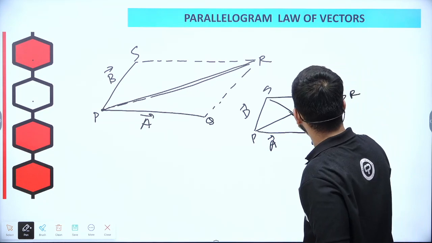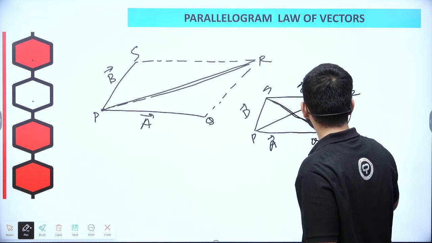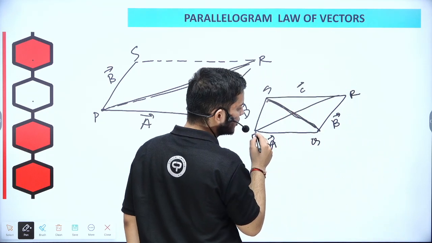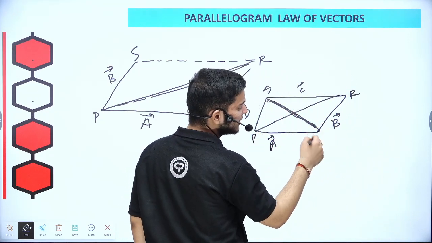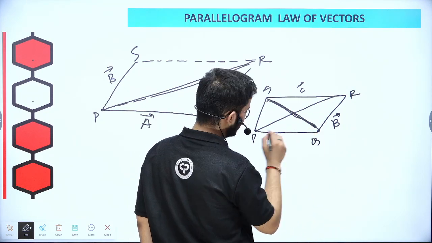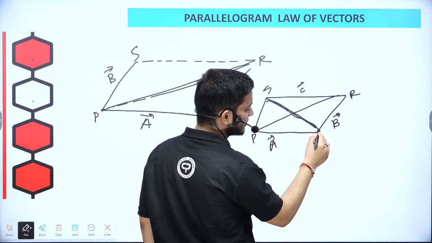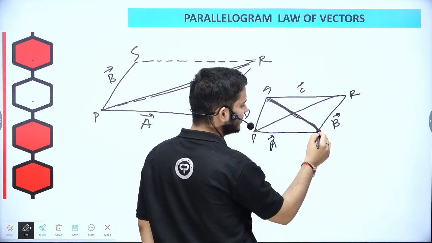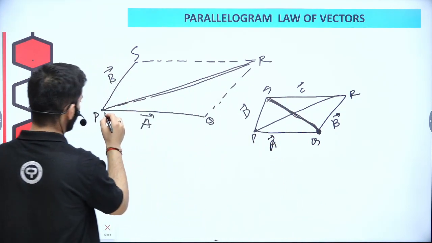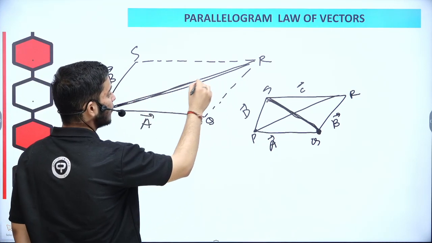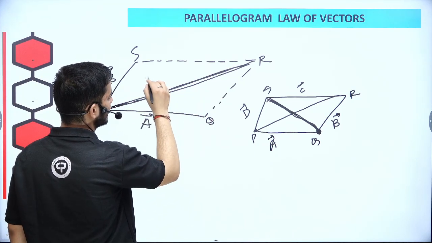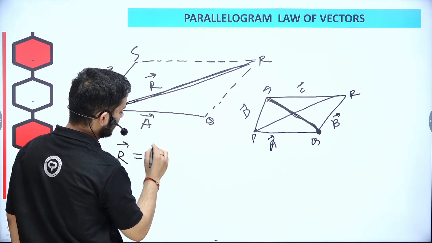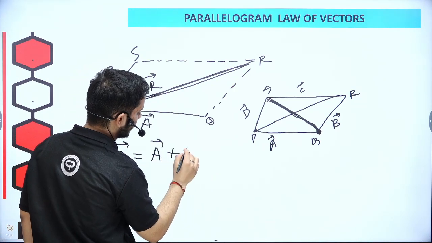This middle vector, this diagonal, we are not going to take this one, because this is not the common point between the two sides that we are taking the vectors on. This is not the common side. This is the common side. So we have to take the diagonal associated with this vertex. From this vertex, the diagonal will be the resultant vector. So our R vector is going to be equal to A vector plus B vector.